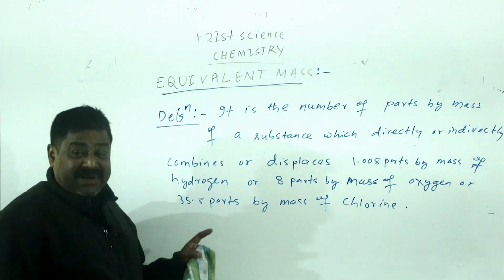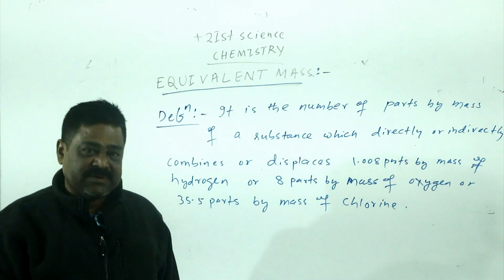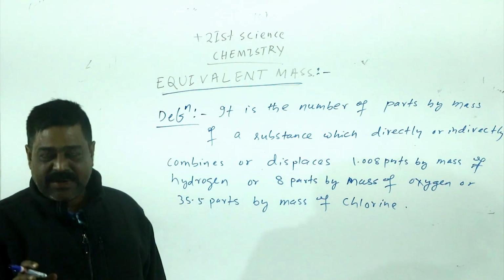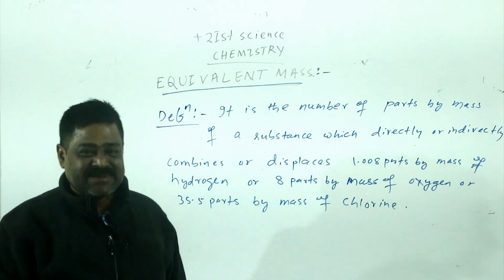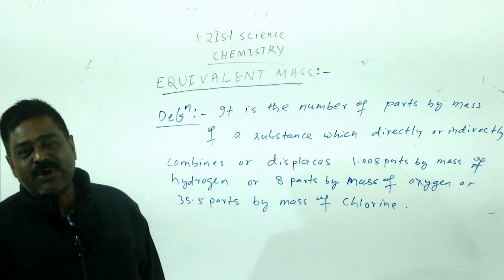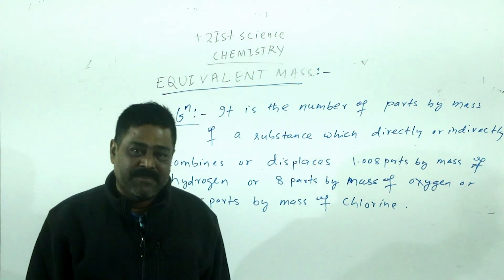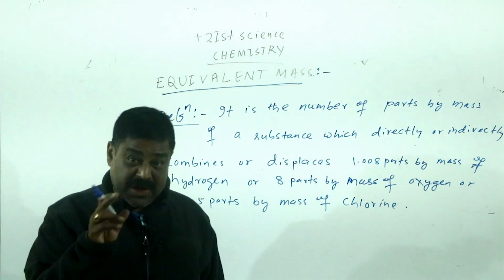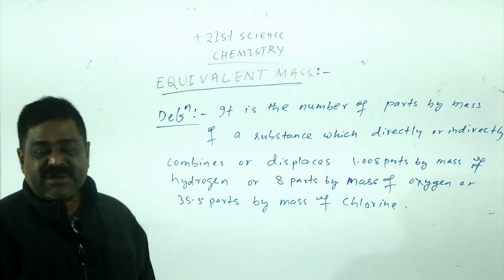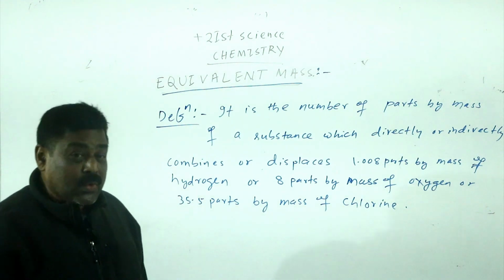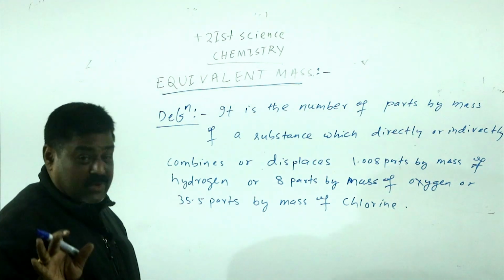You see, it is the number of parts by mass of a substance which directly or indirectly combines or displaces 1.008 parts by mass of hydrogen or 8 parts by mass of oxygen or 35.5 parts by mass of chlorine. So what is that? I will give an example of what combines and what displaces.